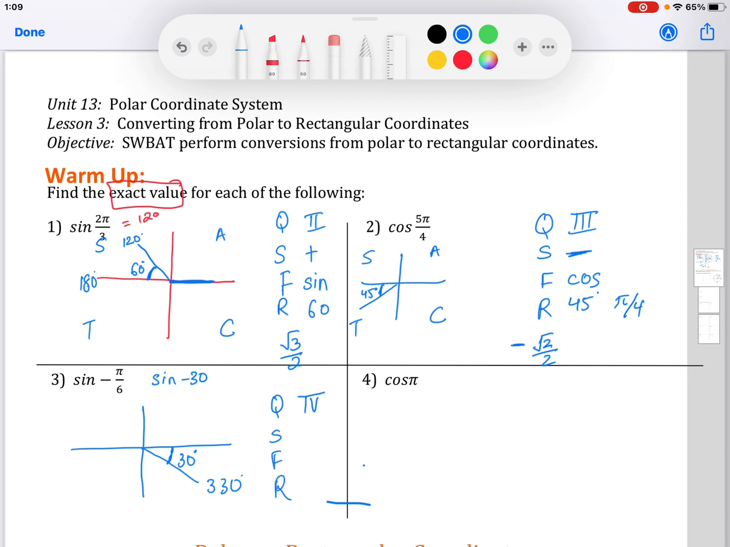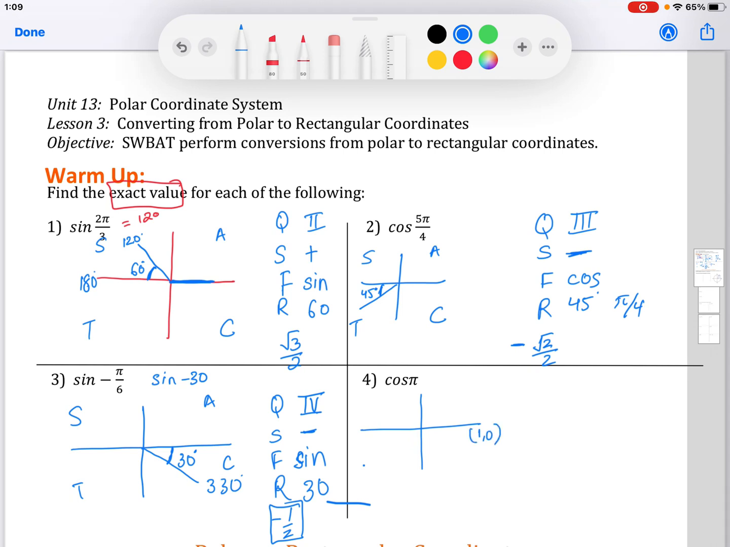So I'm going to do QSFR. My quadrant is fourth. Sine is negative because based on your ASTC, in the fourth quadrant, only cosine is positive, so sine is going to be negative. Your function is sine and your reference angle is 30. So sine of 30 is 1/2, so it's going to be negative half.